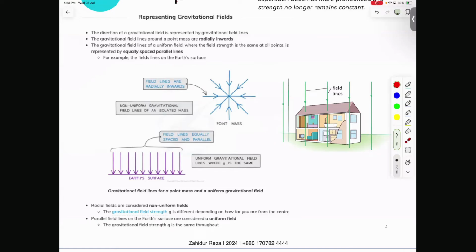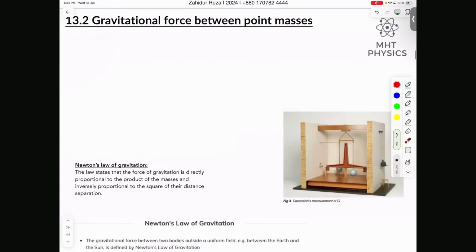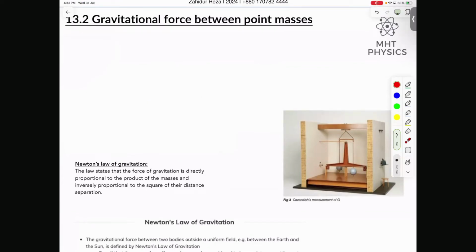So let's start today's topic. So here's Newton's law of gravitation. How do we measure gravitational field strength? So there's a way to measure the field strength. So the OJ chapter.